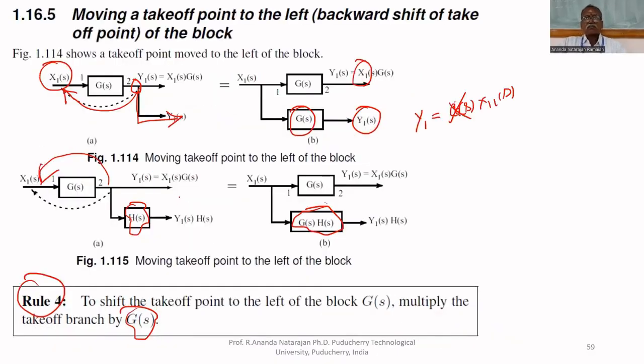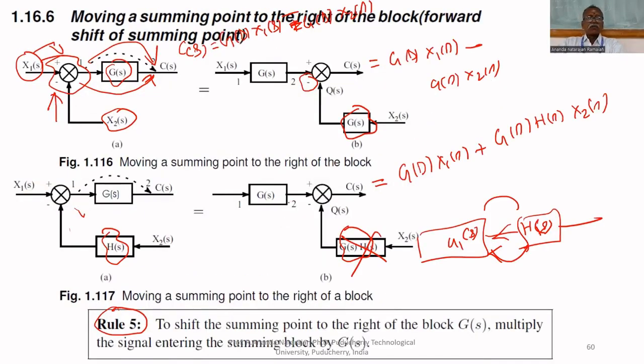Second rule, if you shift before the block, backward shift, if you want to do the same effect, it is already multiplied by G of S. If you shift here, it is not multiplied by G of S. Therefore, you have to multiply by G of S. That's all. If it is multiplied by H of S, multiply G of S, H of S. That is the 4th rule. 5th rule, if you want to shift the summing block, the signal is not amplified by G of S. That's why first amplify, then add.